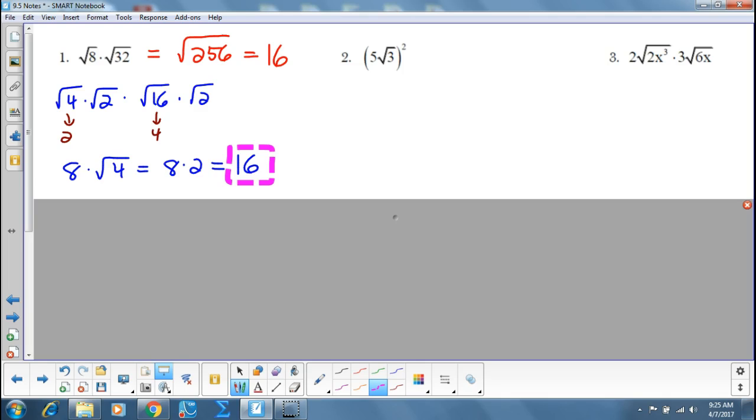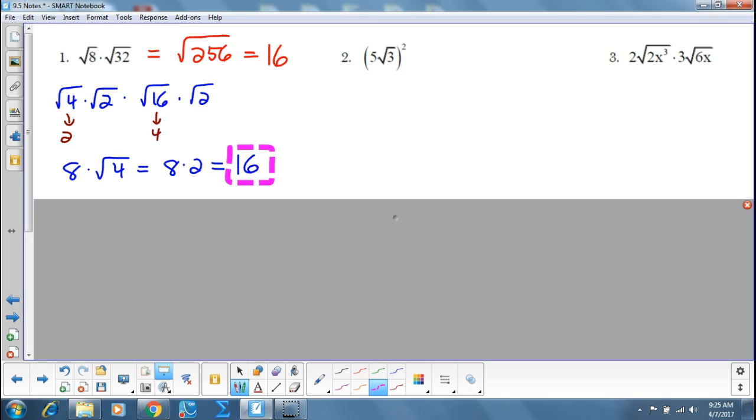You don't have to do that big 8 times 32 and figure out that that's 256 and then remember that that's the square root of 16. Or, if you don't remember that, then you've got to break down 256 as 2 times 128, and then that's 2 times 64, and then that's 2 times, and on and on.